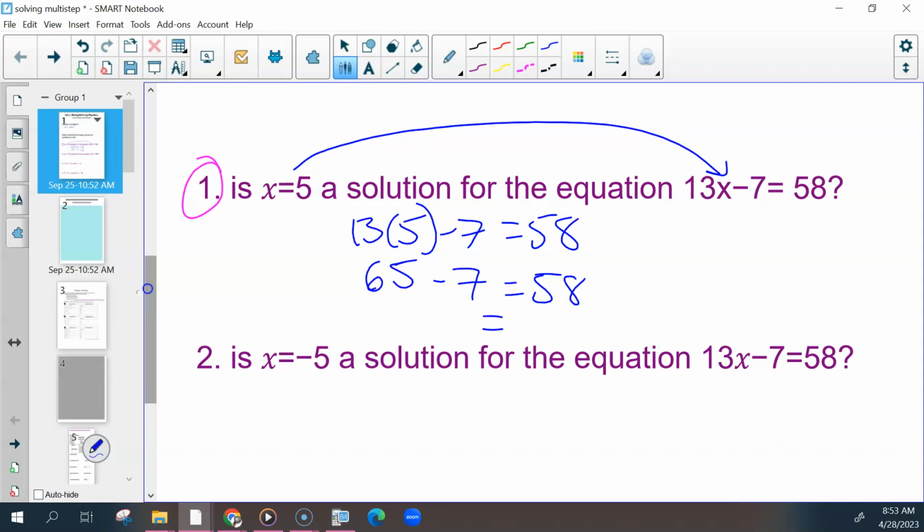65 minus 7, what is that? 58. So we can say this is a true statement. That is the solution. If it wasn't the solution, it wouldn't equal. So, reminder, double check your work, put it back in, see does it work or not. Questions on that?